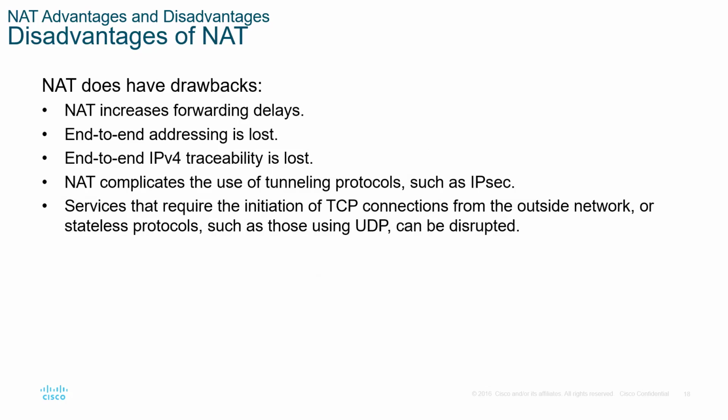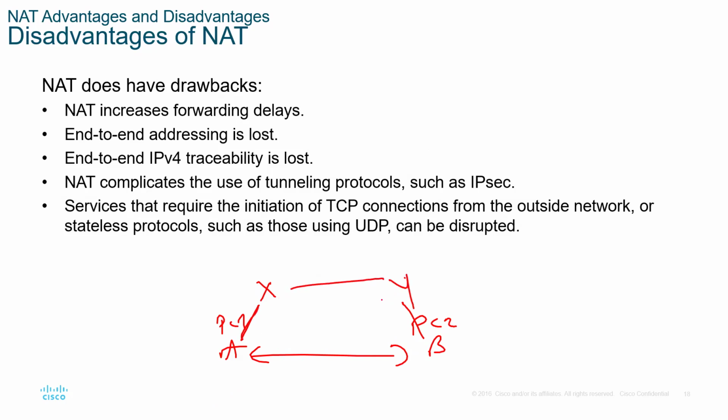Yes, why? Because there is translation. If I'm communicating with PC1, PC2, address A and B, this is end-to-end addressing. I'm communicating with address A and B. But with NAT, this address will be converted to X, this address will be converted to Y. So this is no longer end-to-end. That's where it's coming. And with that, we have difficulties in tracing, troubleshooting.